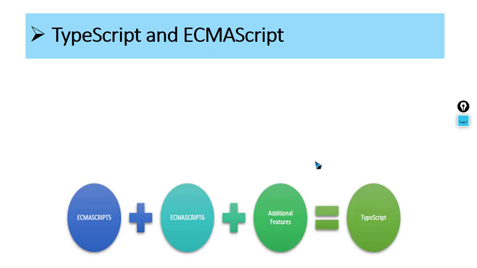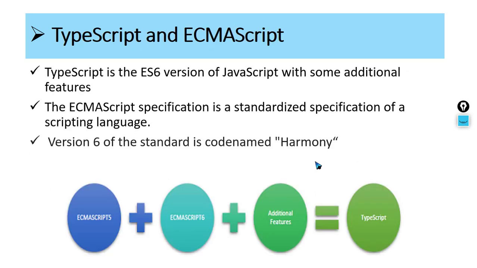TypeScript and ECMAScript: what is the relation? TypeScript is standardized by ECMA. What is ECMA? Basically, it is the European Computer Manufacturers Association. TypeScript is based on the ES6 version. Before ES6 there were ES5 and ES4, and these are the compatible standardization versions for JavaScript. TypeScript is the ES6 version of JavaScript with some additional features added into ES6, and now we call it TypeScript.